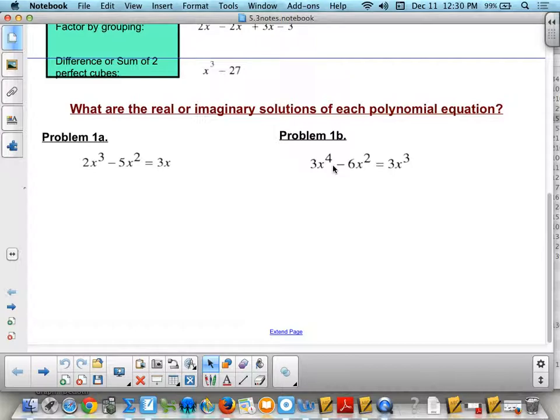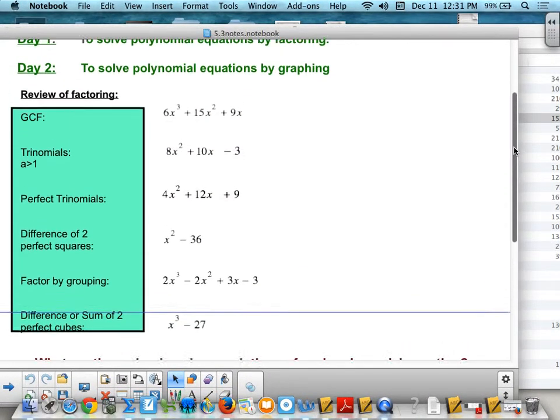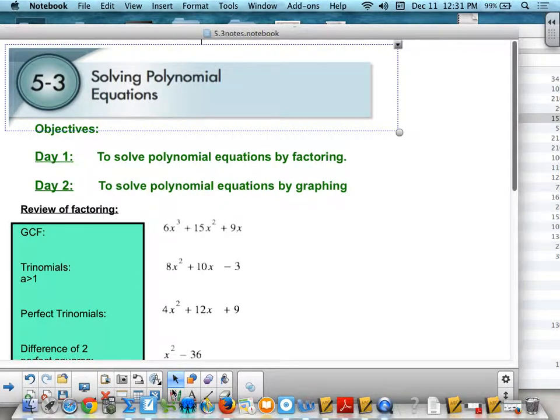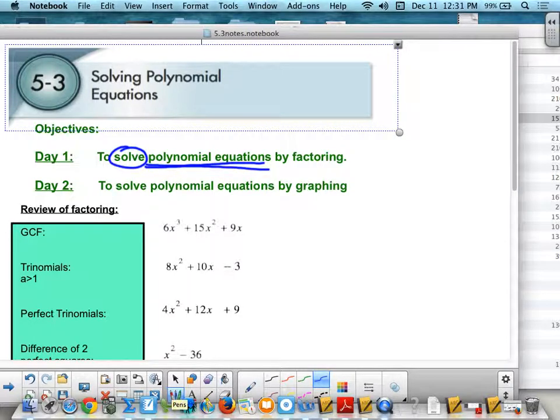All right, here we go. Now, you guys, this set of notes, just so you know, you have already done all of this work in previous chapters except this time, we're going to work with polynomials, instead of just quadratics. Today, you're going to solve polynomial equations by what method? Factoring. You have already done this in chapter 4 several times. In chapter 4, you did something like this.